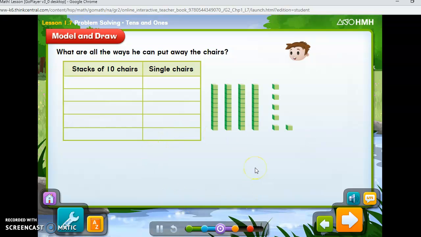4 10s and 6 1s represent 46 chairs. In the table, record this first way Mr. Winter can put away the chairs. 4 stacks of 10 chairs and 6 single chairs.